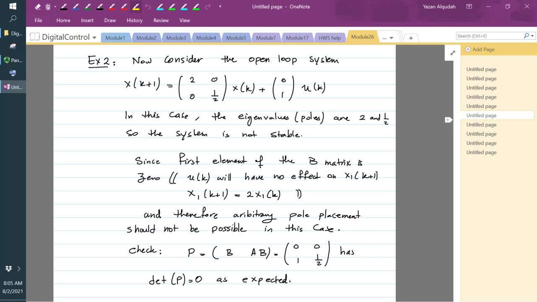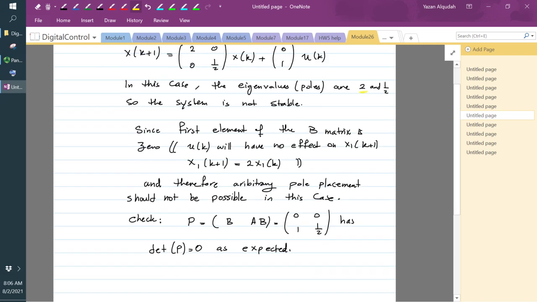Okay, let's look at another example. In this example, we have the open loop system x of k plus 1 equals [2, 0; 0, 1/2] x of k plus [0; 1] u of k. If I calculate the eigenvalues, the poles, they are at 2 and 1/2. So the system is not stable. Again, we have the pole at 2, which is outside the unit circle, which means the system is unstable.